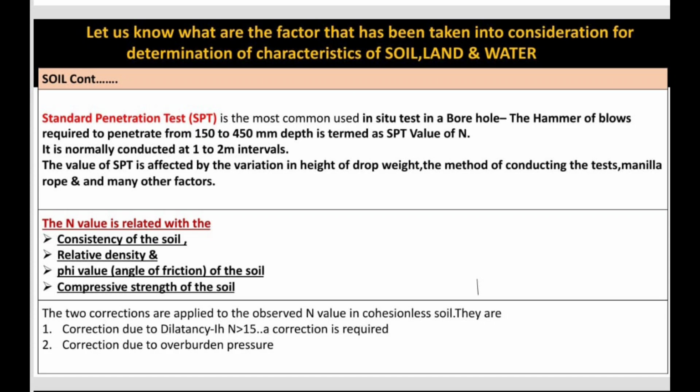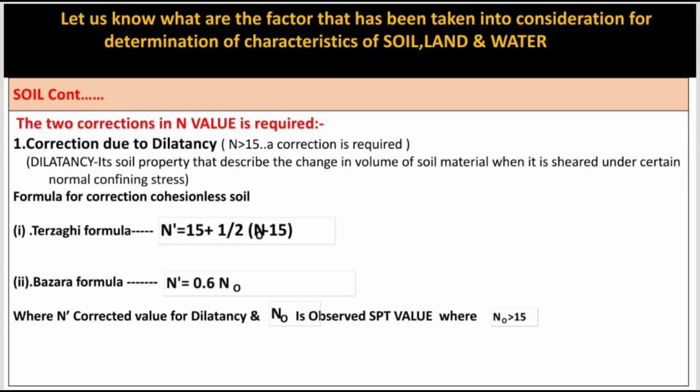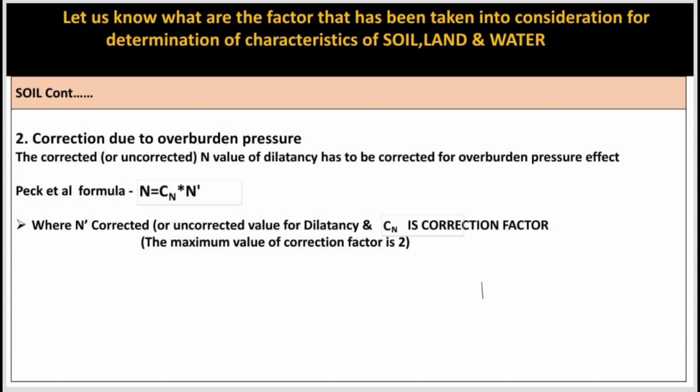Two corrections are applied to the observed N value in cohesionless soil. They are correction due to dilatancy when N is greater than 15, and correction due to overburden pressure. Dilatancy is the soil property that describes the change in volume of the soil material when it is sheared under certain normal confining stresses. For the correction of the N value, normally we use the Terzaghi formula and the Bazaraa formula, and for the correction of overburden pressure the Peck formula is used.